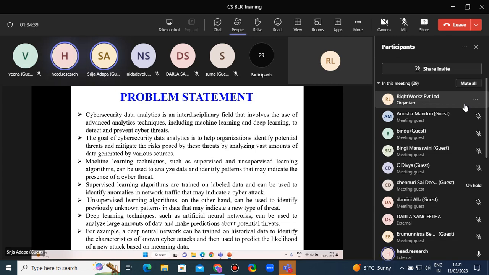Supervised learning algorithms are trained on labeled data and can be used to identify anomalies in network traffic that may indicate a cyber attack. Unsupervised learning algorithms, on the other hand, can be used to identify previously unknown patterns in data that may indicate a new type of threat. Deep learning techniques such as artificial neural networks can be used to analyze large amounts of data and make predictions about potential threats. For example, a deep neural network can be trained on historical data to identify the characteristics of known cyber attacks and then used to predict the likelihood of a new attack based on incoming data.